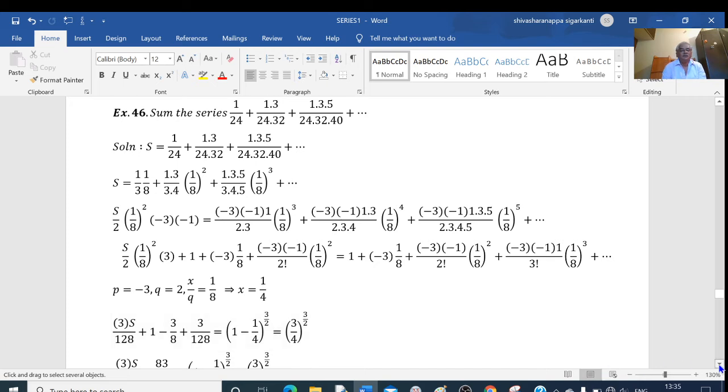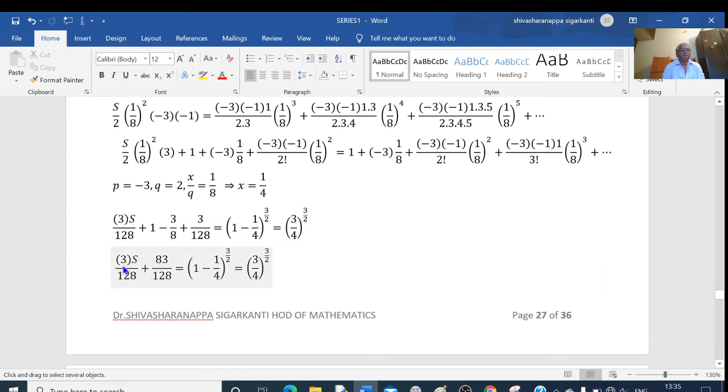So we just have to simplify the left hand side. 3s by 128 plus, if I take the LCM 128, this becomes 83 by 128. This is equal to 3 by 4 to the power of 3 by 2 we have. Therefore, 3s by 128 equals this term minus 83 by 128, or s equals, 128 goes to the numerator, 3 comes to the denominator.